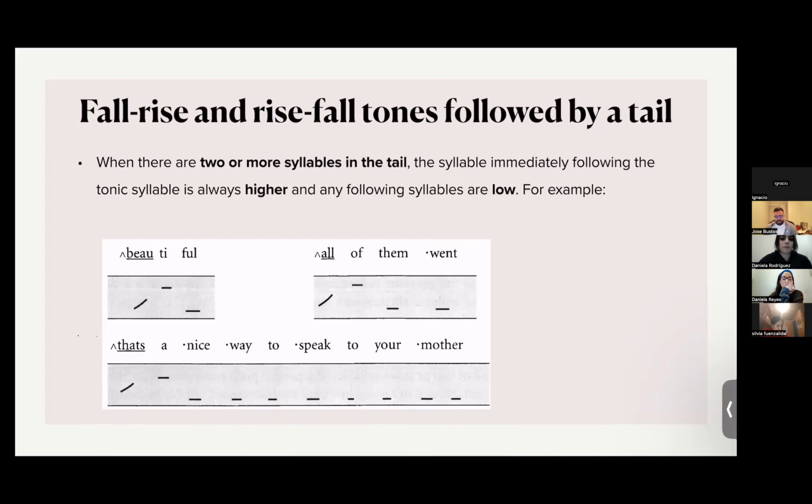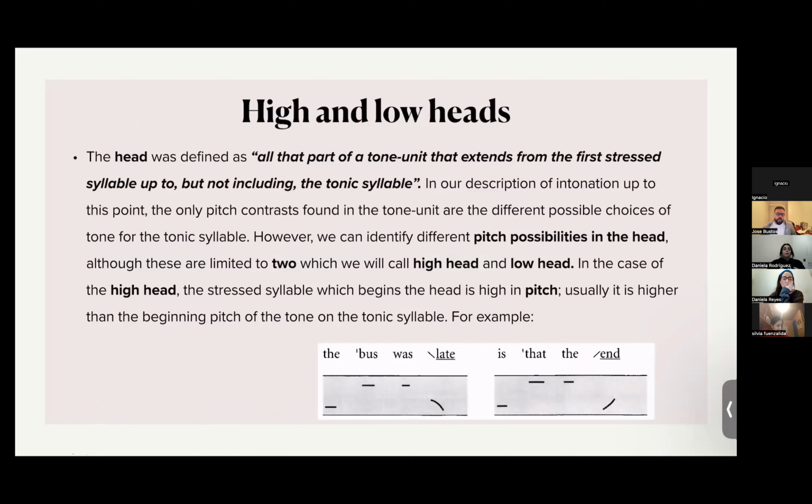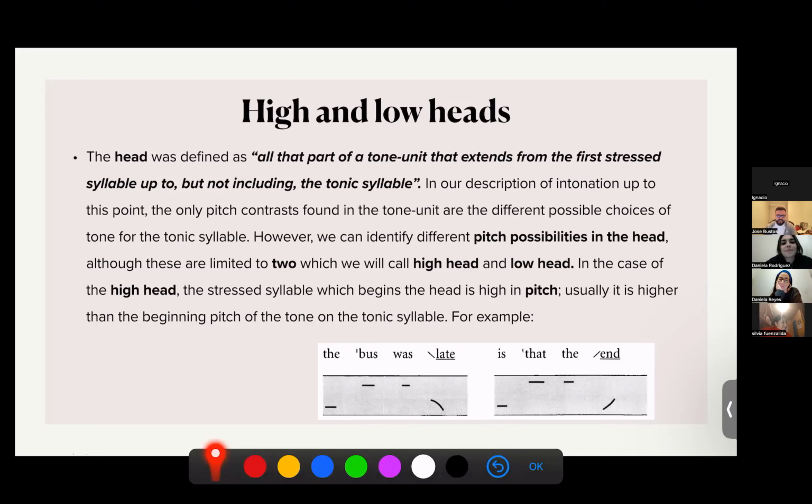Now let's continue practicing. So now, what about high and low heads? What is the head, Sylvia? No, but we have the definition here in the presentation. Read it. The head was defined as all that part of a tone unit that extends from the first stressed syllable up to, but not including, the tonic syllable.